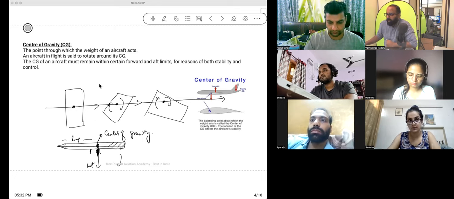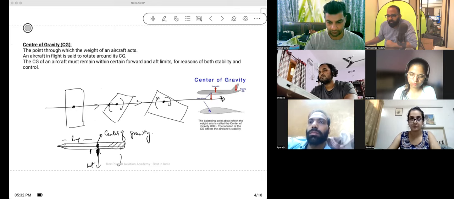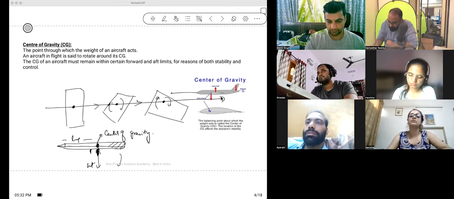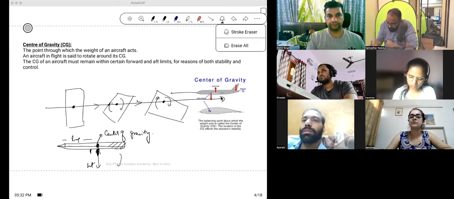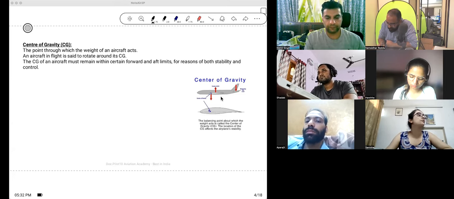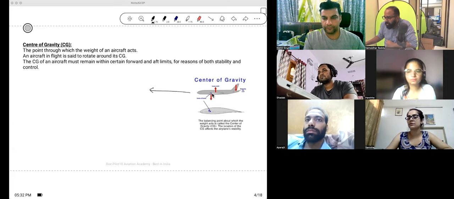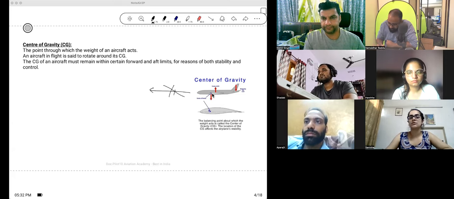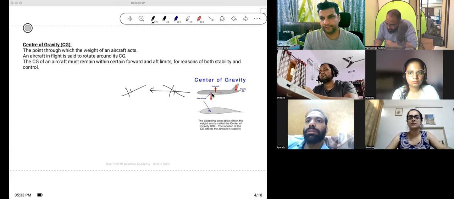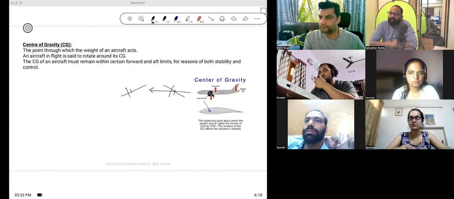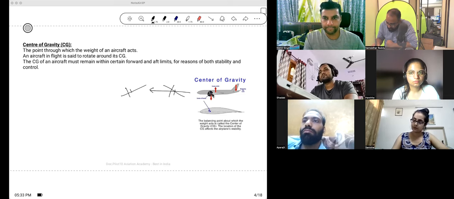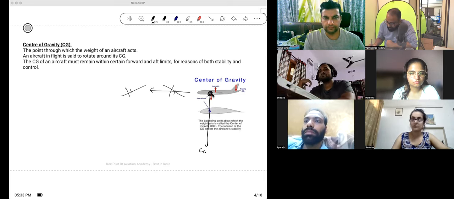Clear? If you take an aircraft like this, the aircraft is moving forward. Now, the aircraft sometimes will pitch up, sometimes will pitch down. But this pitch up, pitch down, bank left, bank right, all these movements happen around a single point called the center of gravity of the aircraft. So this point on the aircraft is called CG, center of gravity.